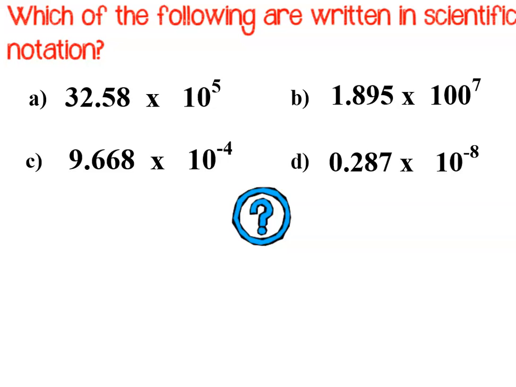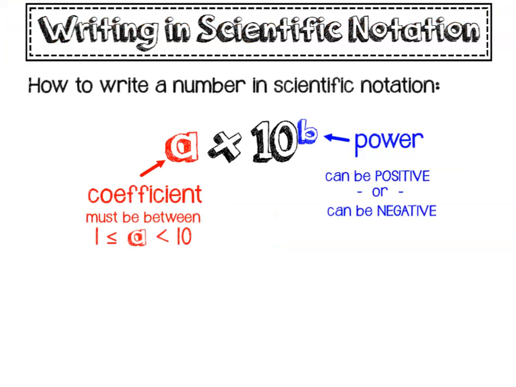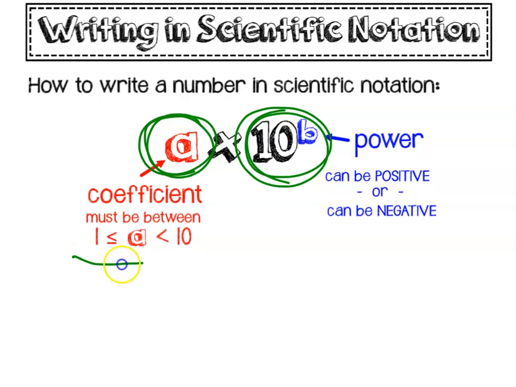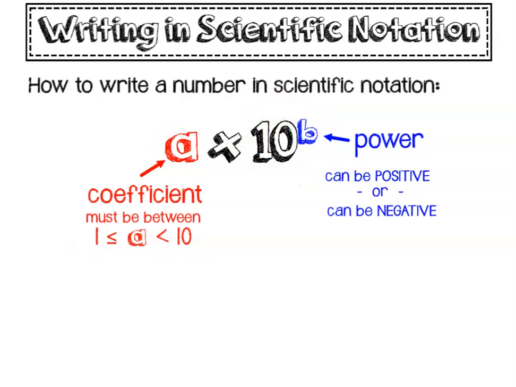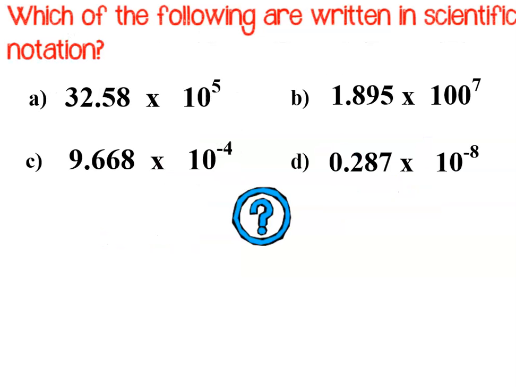All right, let's see how you understand scientific notation. Remember what your coefficient has to be in between? 1 and 10. And do you remember that your power has to have a base of 10, right? So this coefficient has to be between 1 and 10. This number has to be a 10. And there has to be a times sign in the middle. So let's check to see if you know which of the following, maybe there's more than one, are written in scientific notation. Think carefully. Pause the video.